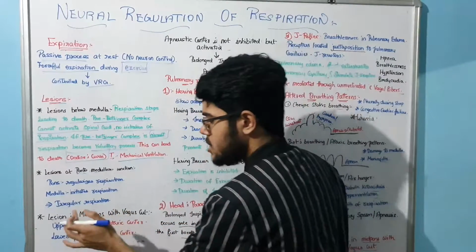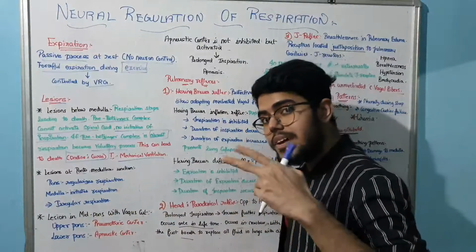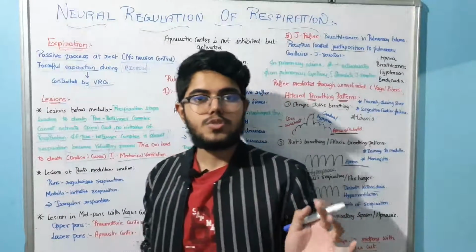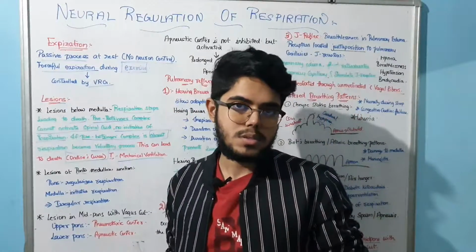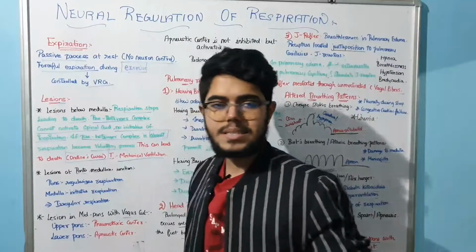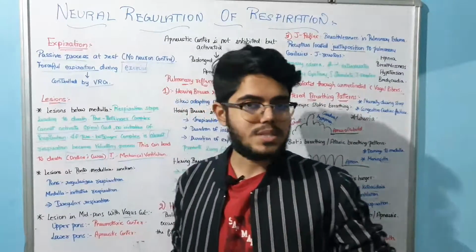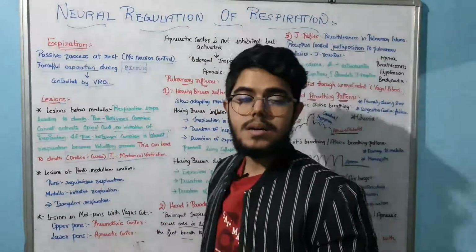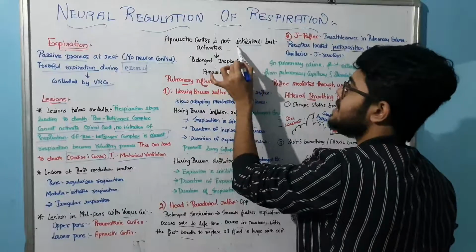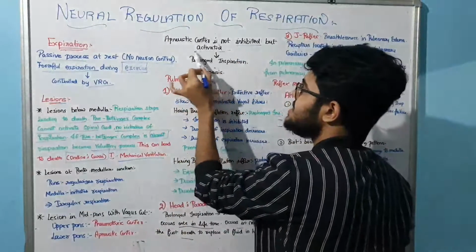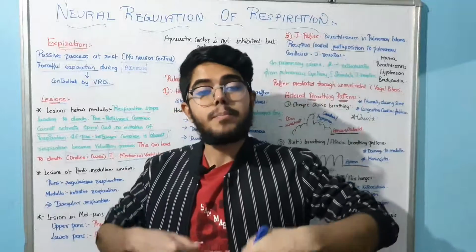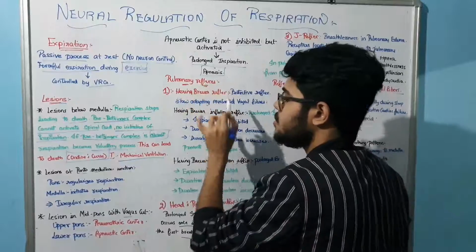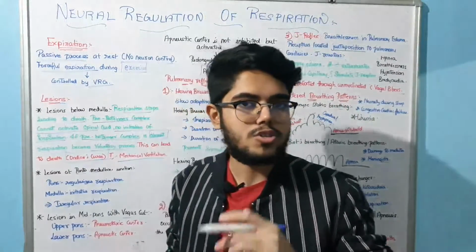Now lesion in the mid pons, when the vagus is cut, what happens? See, the pons is divided into two parts: upper pons and lower pons. In the upper pons we have the pneumotaxic center, and in the lower pons the apneustic center. When this apneustic center is not inhibited but activated, there will be prolonged inspiration. Prolonged inspiration causes apneusis. Very important, a 1 mark question they can ask you.